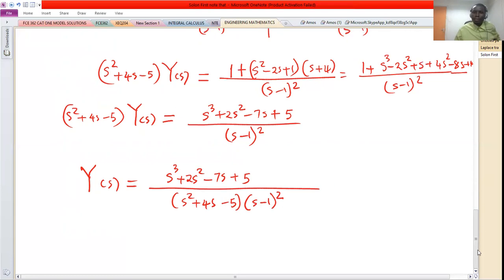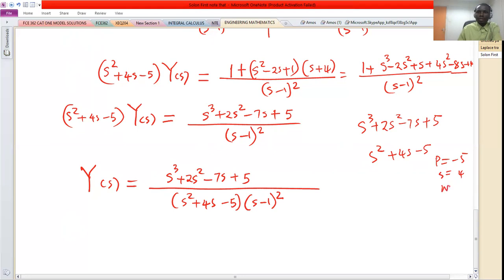So you realize that this cubic expression is s cubed plus 2s squared minus 7s plus 5, and then you have this term here, s squared plus 4s minus 5. For this quadratic, product is minus 5, sum is 4. Numbers will give you minus 1 and 5. So this can be written as s squared minus s plus 5s minus 5.